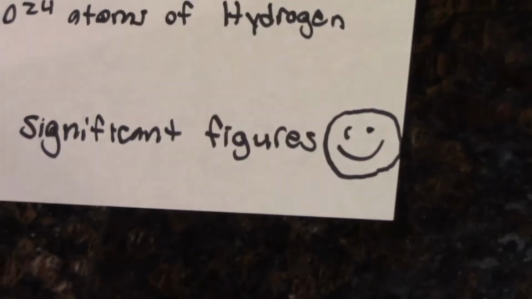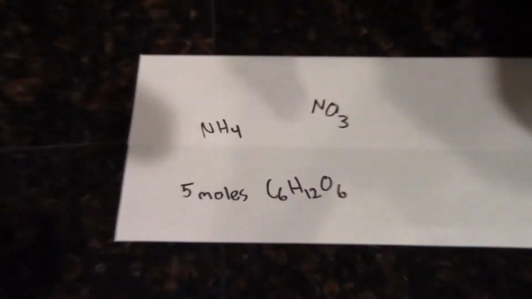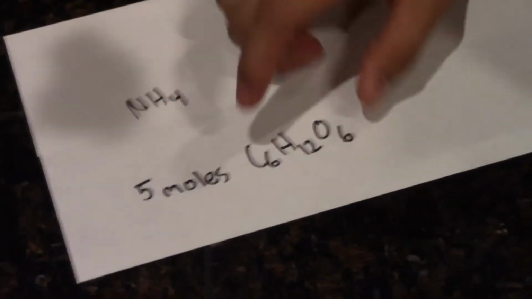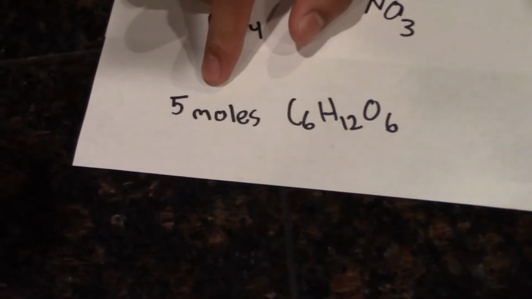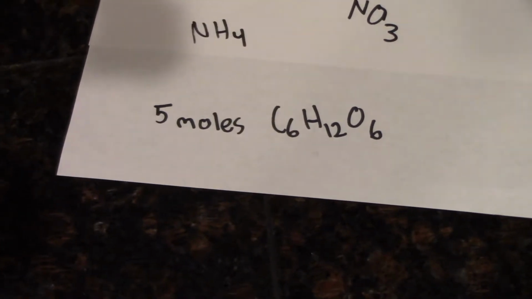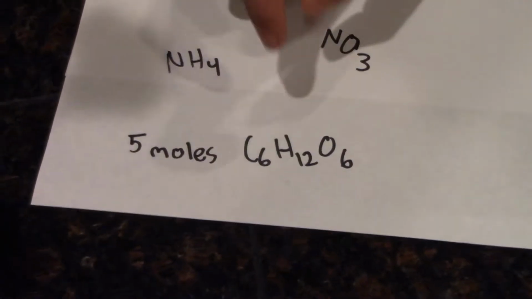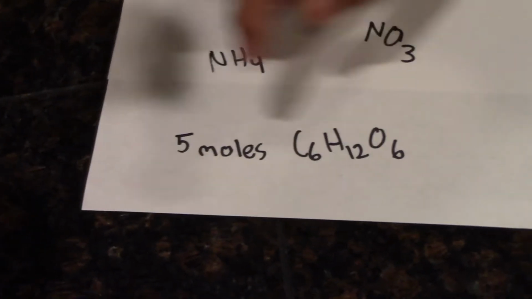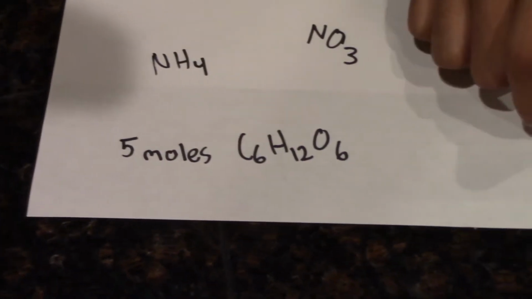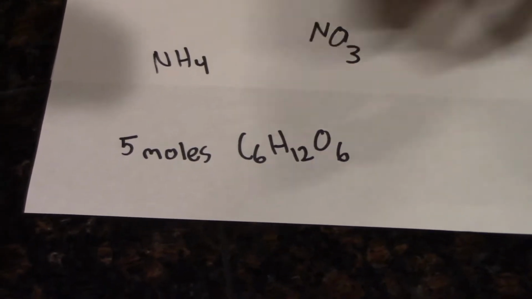So it doesn't matter what compound you're using. You can use the same idea where you multiply the subscript of the element you're trying to find by the total number of moles, and then you multiply that by Avogadro's number. So if you're trying to find hydrogen, for example, in this, you take 12, multiply it by 5, and then the constant, and then you get the number of atoms for hydrogen. Converting from atoms to moles instead is the same process, just flipped around.